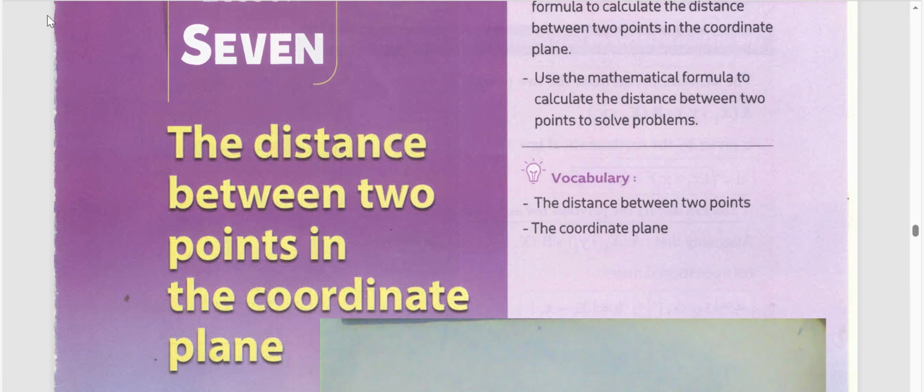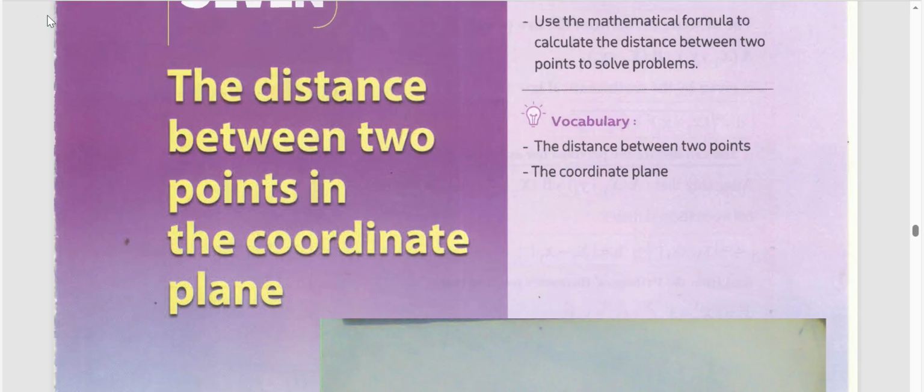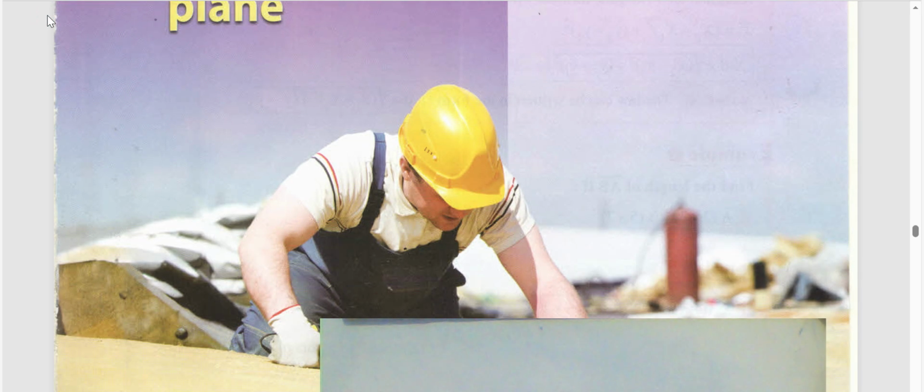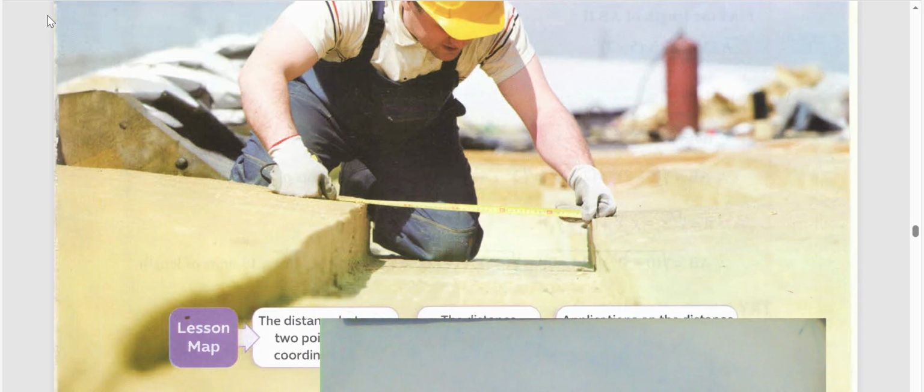Prep 2 today we'll explain from المعاصر book, lesson number 7, unit 3. The distance between 2 points in the coordinate plane. We can find the distance between 2 points in the coordinate plane by using the rule square root of (x2 minus x1) all power 2 plus (y2 minus y1) all power 2.